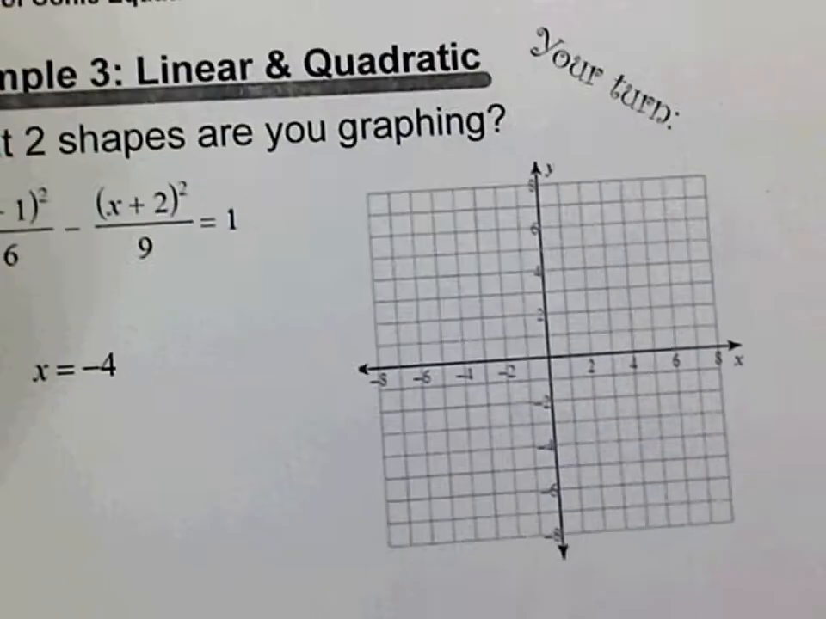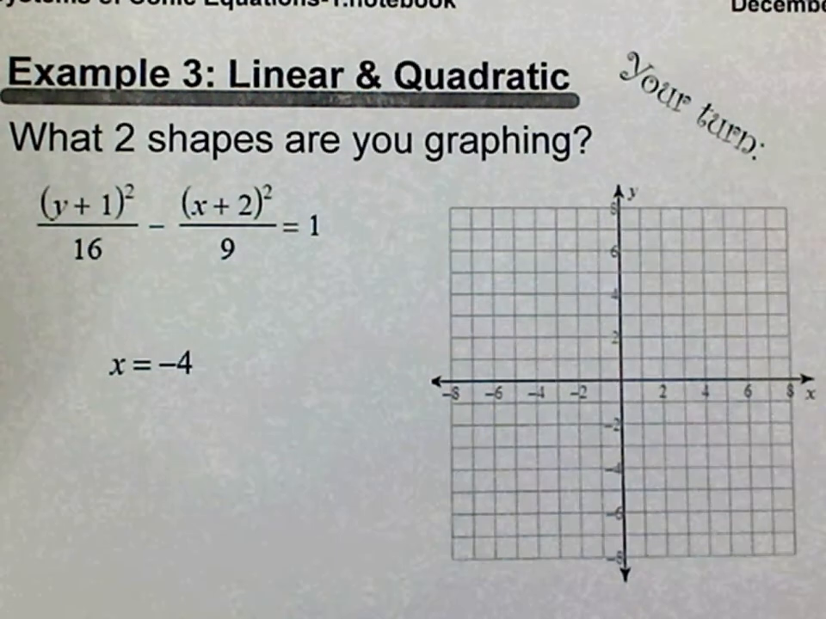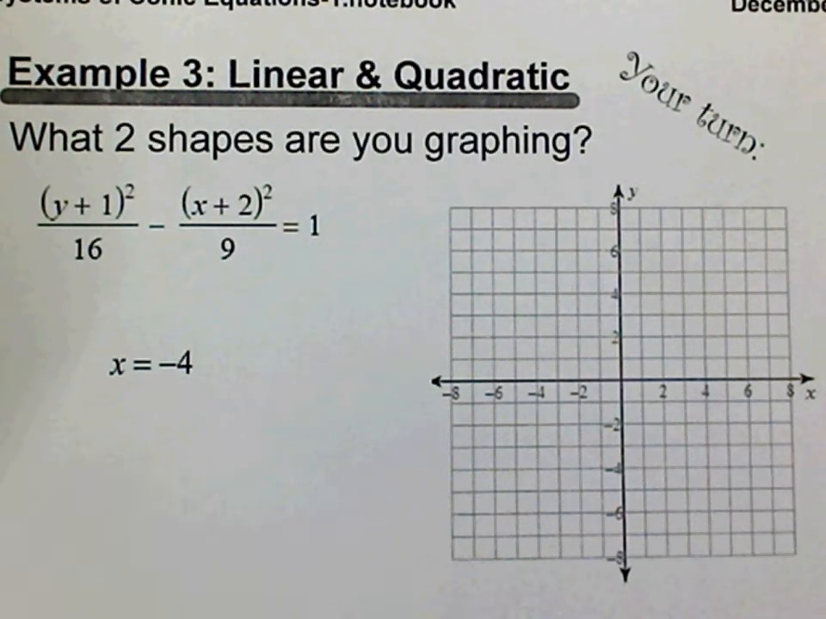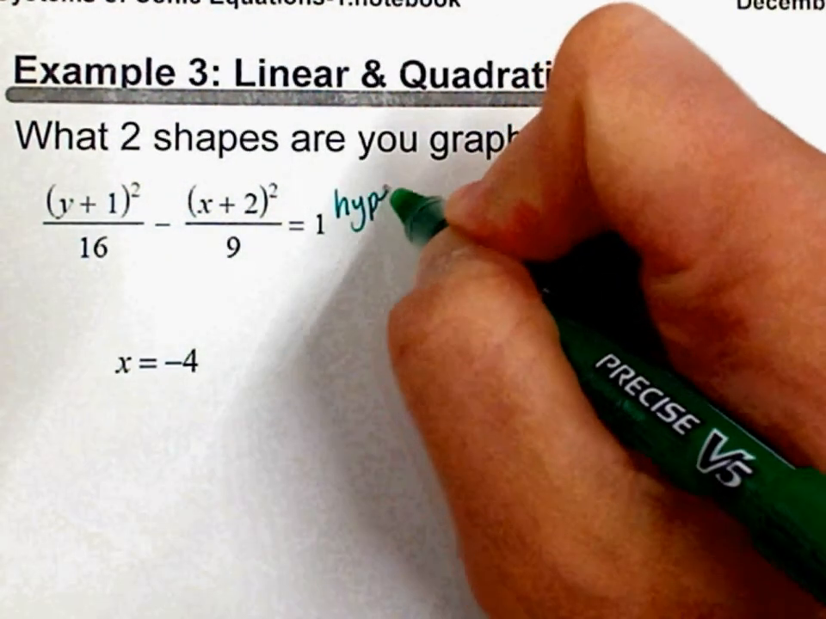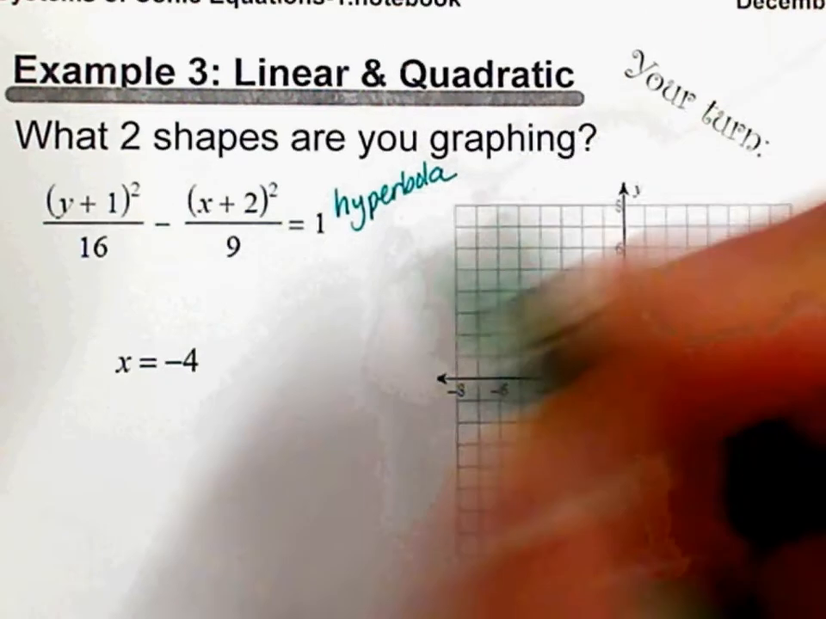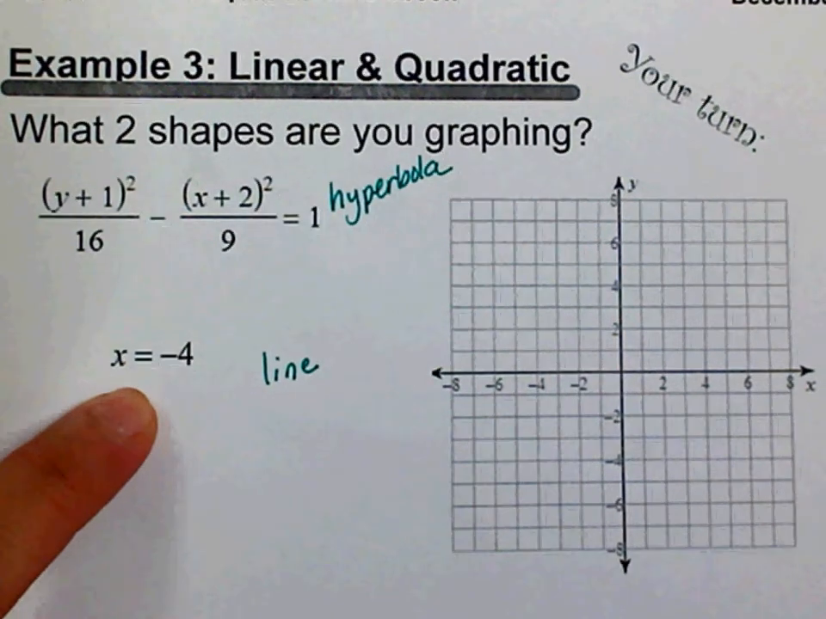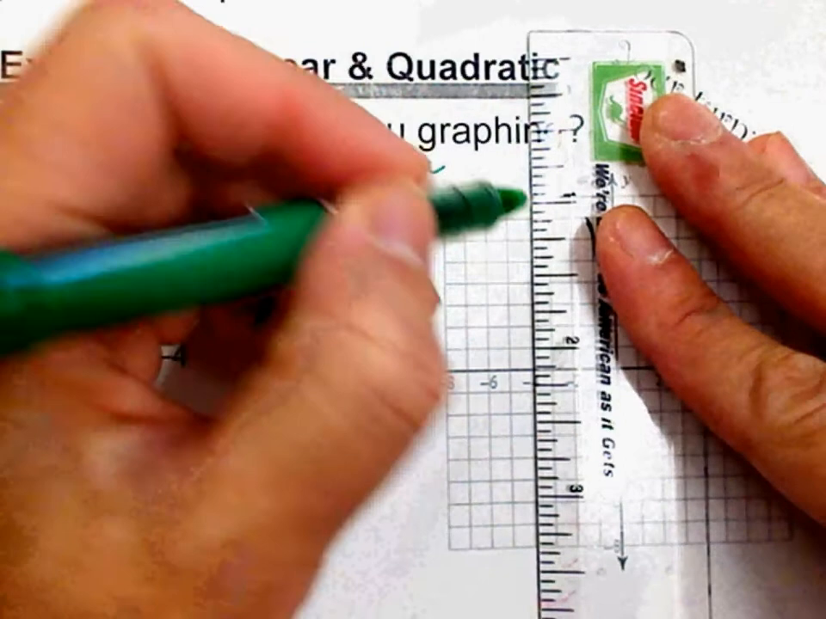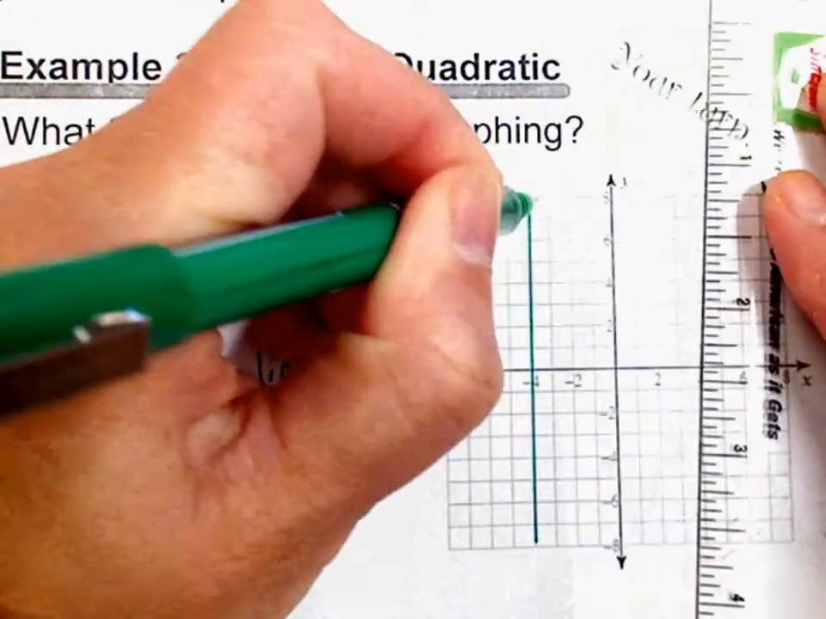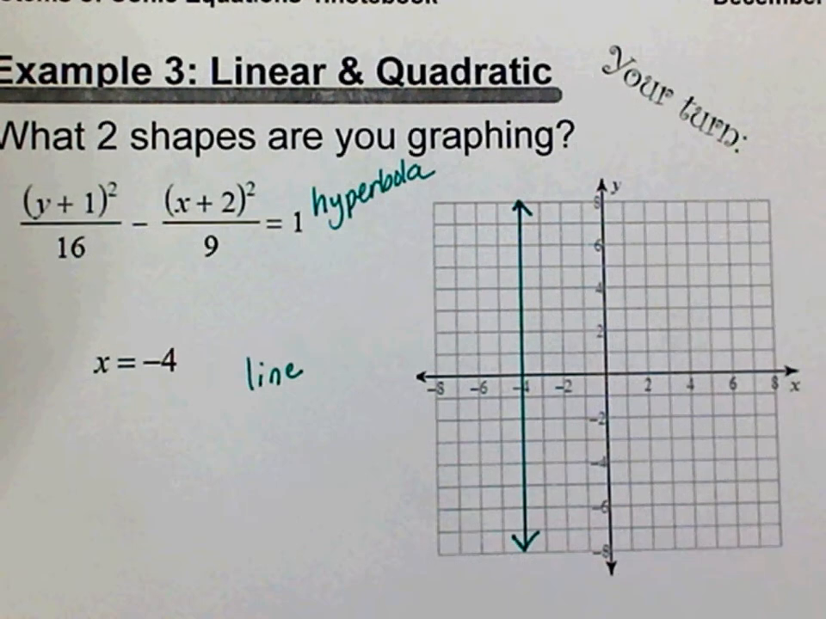Example 3, this is your turn, okay? All right. I'm going to use a pencil. What do you have? You have a hyperbola, and you also have a line. Now notice your line right here is at -4, so we're going to cross the x-axis at -4. It's going to go up and down. So now let's do this one.